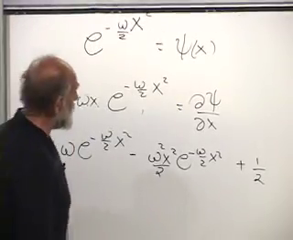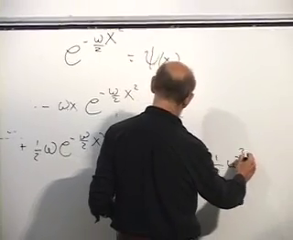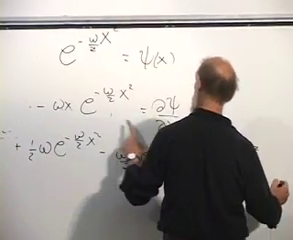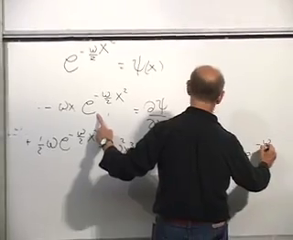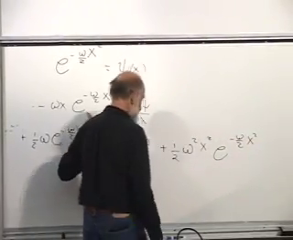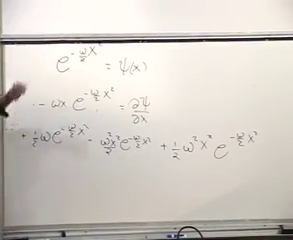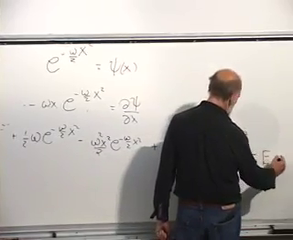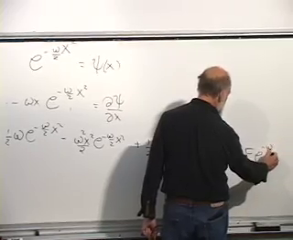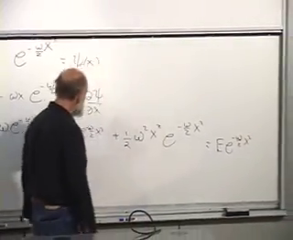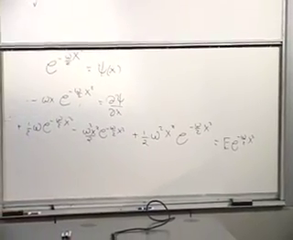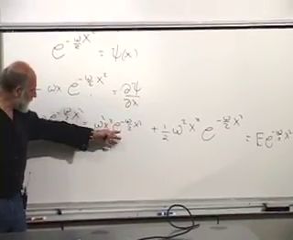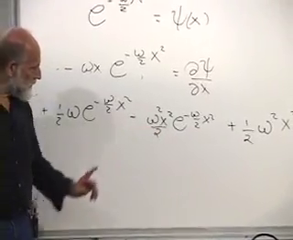Then there's plus omega squared x squared times psi. Psi is e to the minus omega over 2 x squared. And that we would like to be e times psi, e times e to the minus omega over 2 x squared. Okay, let's examine the terms. There are two kinds of terms. One of them has x squared e to the minus omega over 2 x squared. In other words, one of them has an x squared sitting out in front.